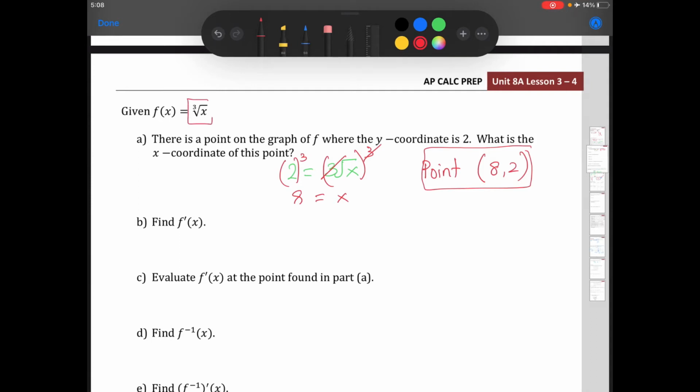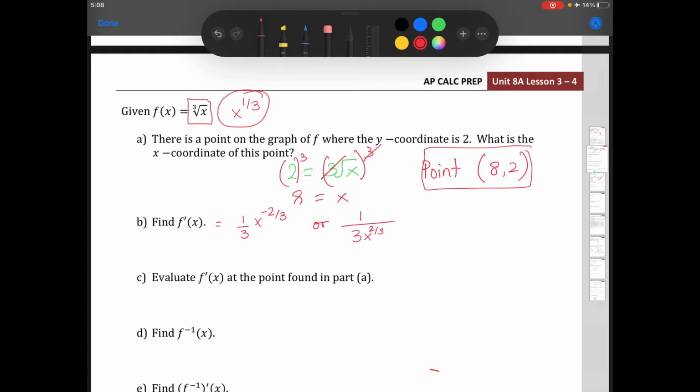So this is my f function. Can I rewrite it as x to the 1/3 power? So I'm going to find the derivative of this. I'm going to use my power rule. My 1/3 comes in front, and 1/3 minus 1 is negative 2/3, or I can rewrite it with positive exponents only. So it'll be x to the 2/3 in the denominator. So this is my f prime of x.